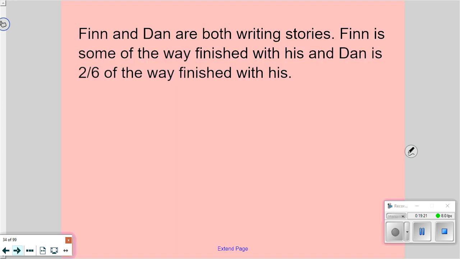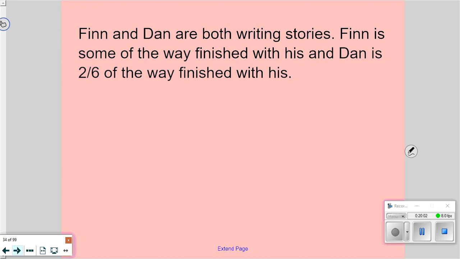All right, we're gonna do a word problem. Go ahead and you probably need to be on the next blank page. You don't need to write anything right now. I haven't given you all the information. We're just going to think about what information we need. So Finn and Dan are both writing stories. Finn is some of the way finished, and Dan is 2/6 of the way finished with his. What do you notice? What are you wondering?